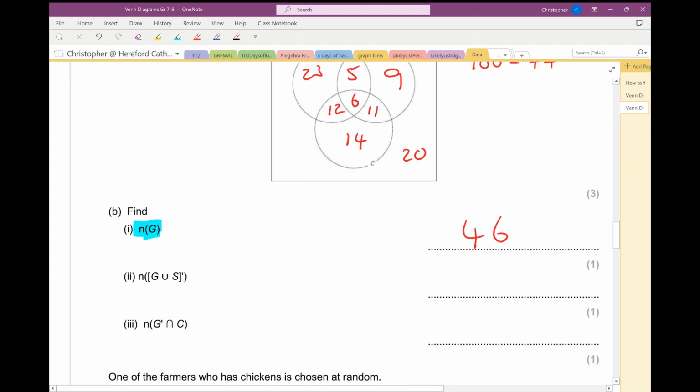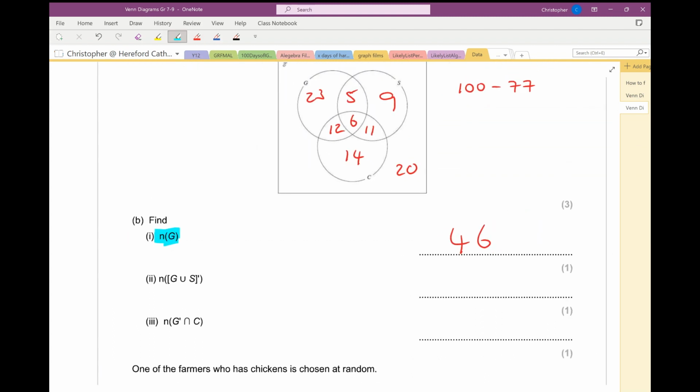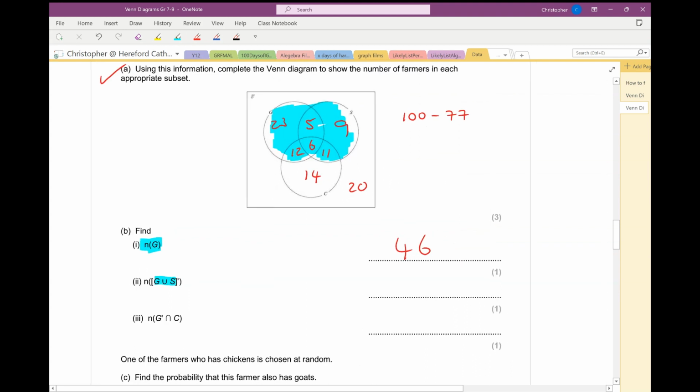Now what's going on here? Find the number which are not in G union S. Not in G union S. Well, here is G union S, and we want the number who are not in there. So the number that are not in there are the 20 and the 14, so 34. Okay, right.